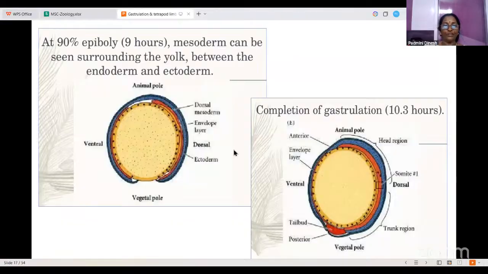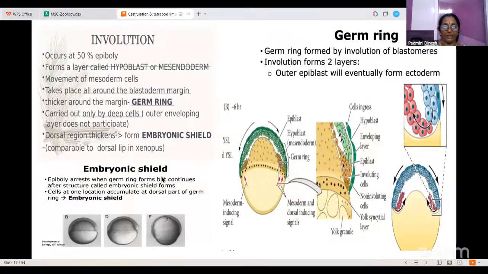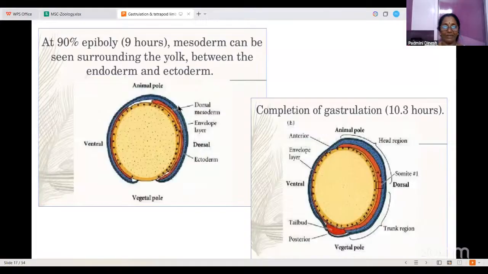At 90% of epiboly, after 9 hours, you can see the epiboly is slowly covering the zygote completely. Here you can see it is only 50%, and here it has completely covered. The mesoderm can be seen surrounding the yolk, and the inside one is the endoderm that is going to be formed. And at 10 hours, completion of gastrulation occurs.